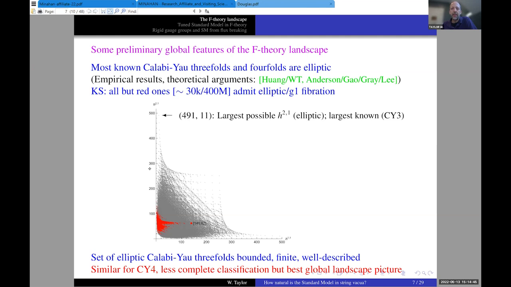So let's look in that landscape to see what we can find for physics that looks like the standard model. That's really the top-down goal of this talk and some part of my research program and part of Mike's vision of how this might lead us to connect string physics with observable physics.